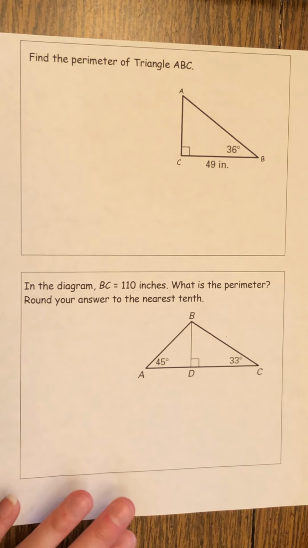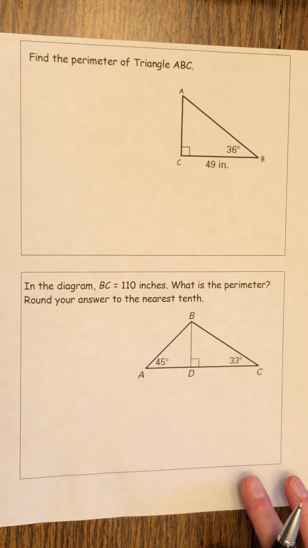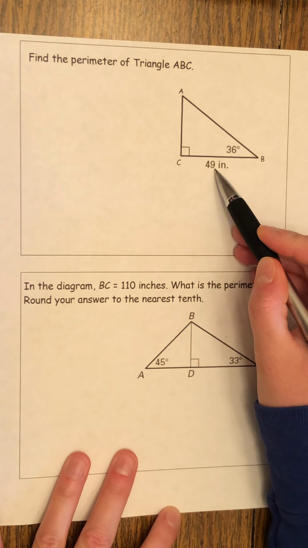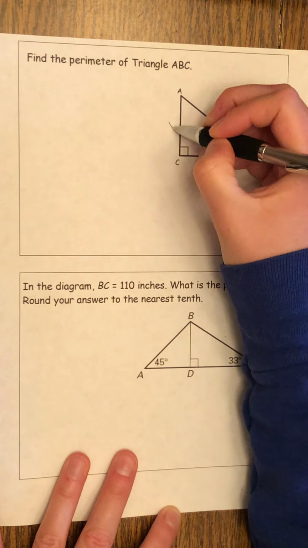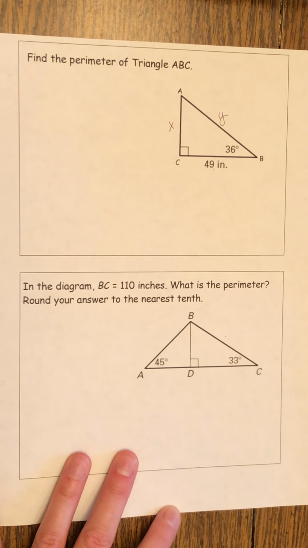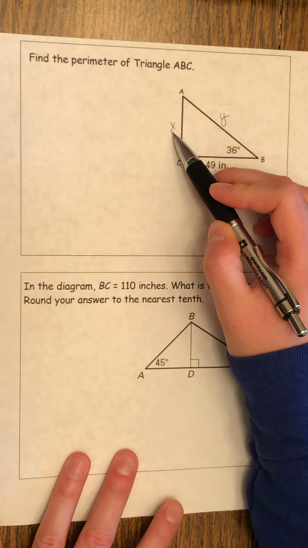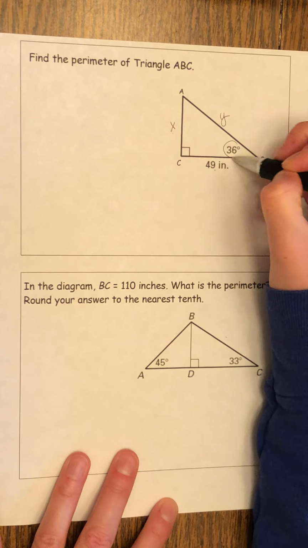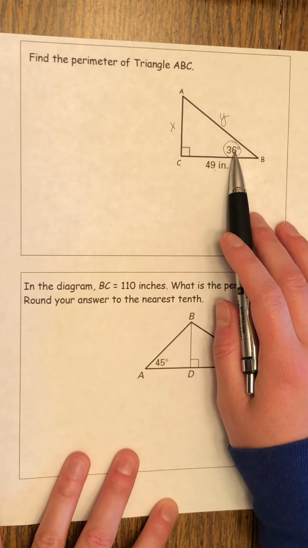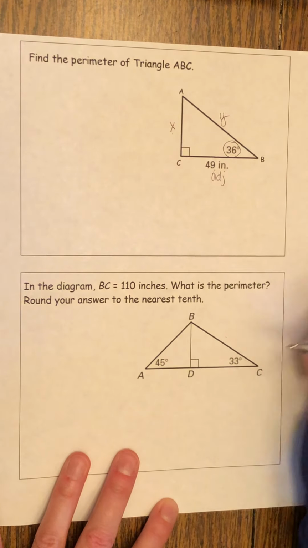So on the last page, we have some examples where I'm looking for us to find the perimeter of a triangle. So in the first triangle, we're only given one side length. So in order to find the perimeter, I need not just one side length, but 2 side lengths. So I'm going to label the 2 missing side lengths x and y. And I'm going to focus first on finding the value of x. So I'm going to locate the acute angle given to me and the side length I'm given. So in relation to the 36 degrees, 49 inches is the adjacent leg.